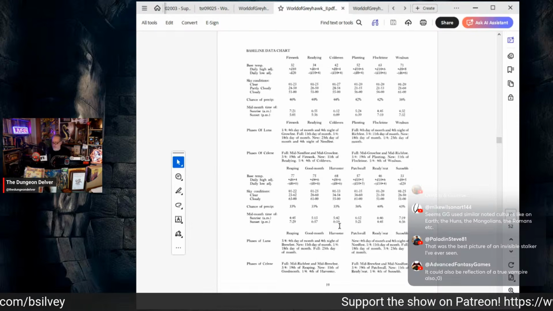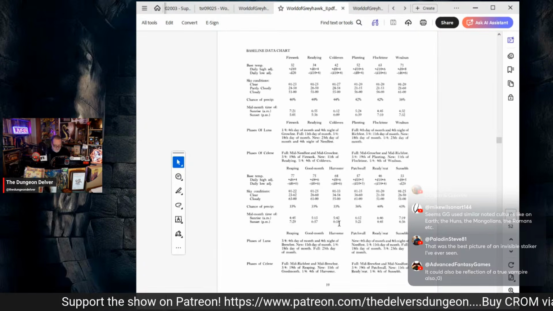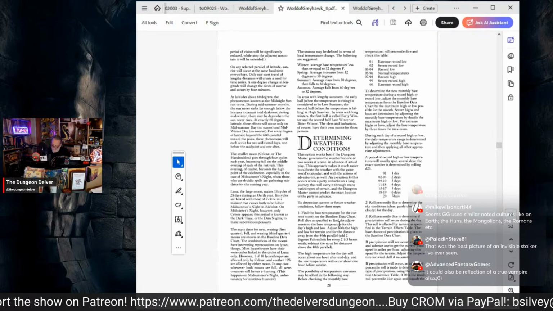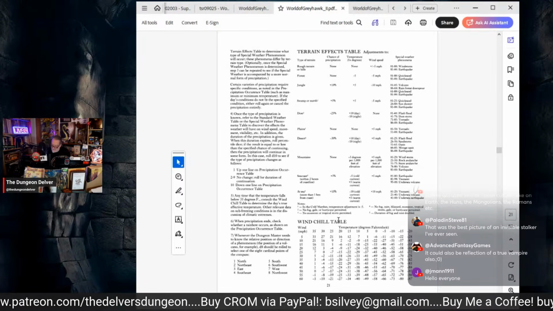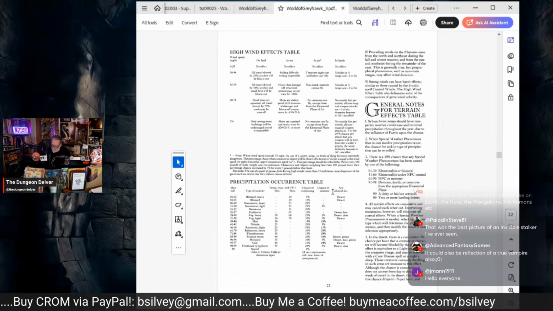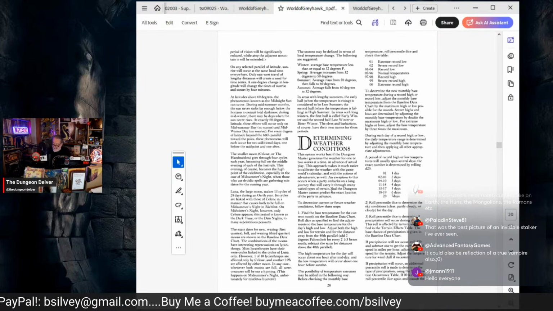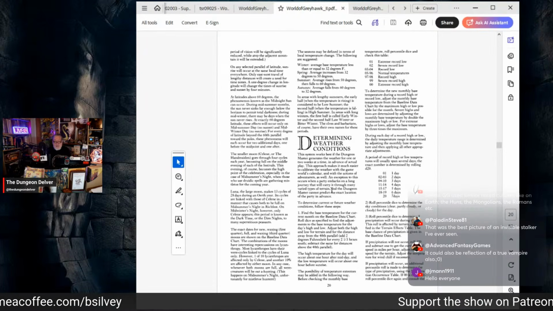And then we get weather. You guys have seen me pull up the weather in the world of Greyhawk chart online before. Wind chill table determining terrain, that sort of thing for the world of Greyhawk. And I got to tell you guys, if you're talking about an Earth-like planet, you can use that for just about whatever.